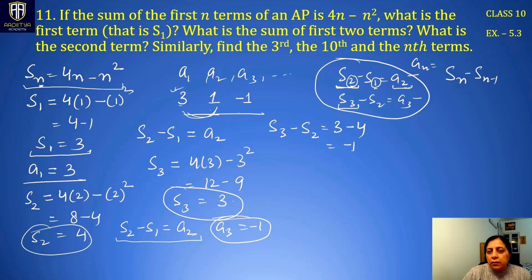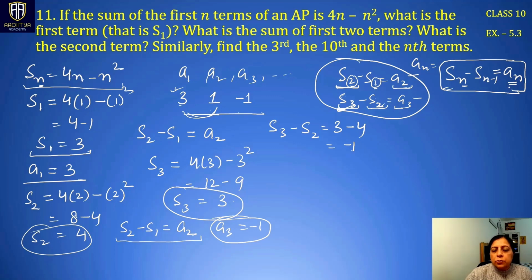See, S3 minus S2. This is the difference of sums of two consecutive numbers. This is the sum of 3 terms, this is the sum of 2 terms. If we subtract them, we get that particular term, the third one. So Sn minus Sn minus 1 is An. Whatever the number is here of the bigger sum, that particular term you will get out of this. So I hope this is clear. This formula you can directly use. Sn minus Sn minus 1 is An, right?